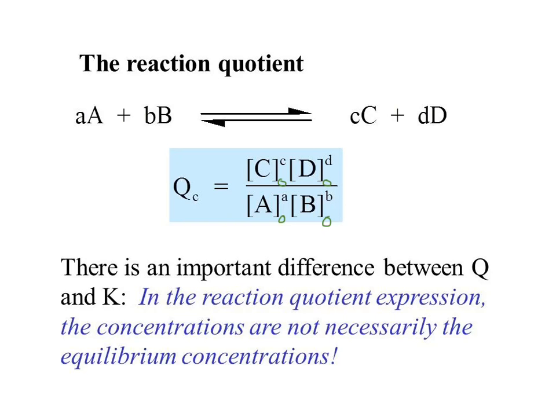I'm just going to put the molar concentration of the products raised to their stoichiometric coefficient divided by the molar concentration of the reactants raised to their stoichiometric coefficient at any time. It doesn't have to be at equilibrium. It's a snapshot. I always call this a snapshot. It might be at equilibrium.